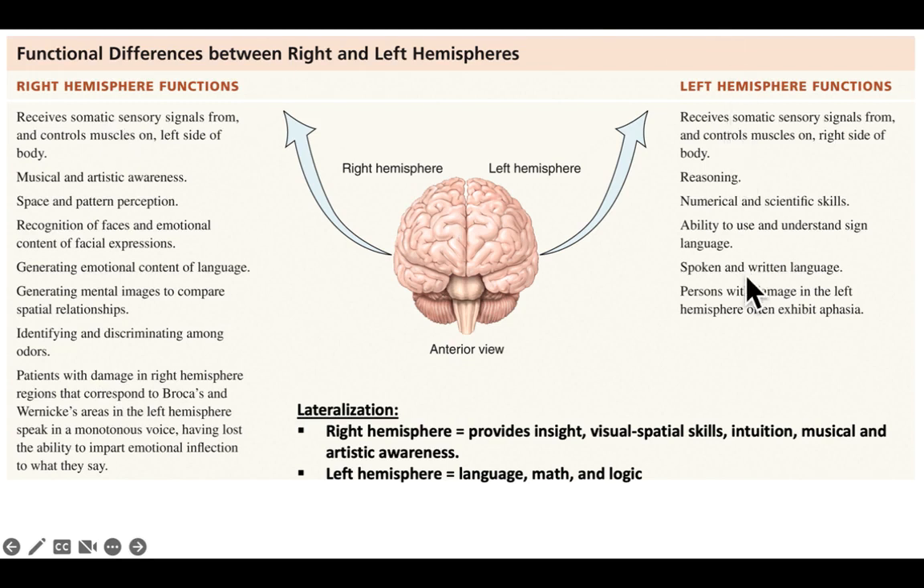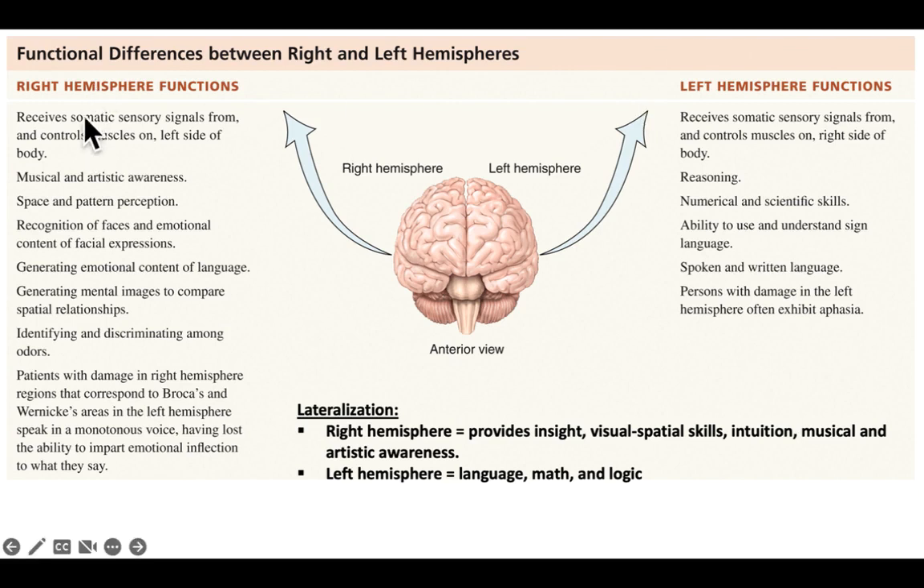We can simplify it a bit. Okay, first and foremost, the right hemisphere controls the left side of the body and receives senses from the left side of the body. The left hemisphere receives senses from the right side of the body and controls muscles on the right side of the body. So the two hemispheres function contralaterally. All right, so they control the opposite side. That's one main point of this slide.